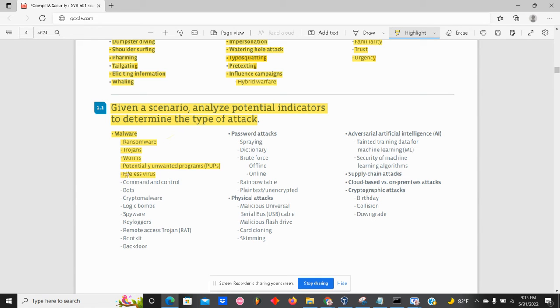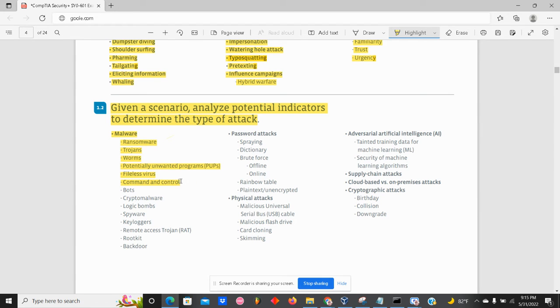Fileless virus. So when you open a link or something, or when you try to click download, it doesn't download. Instead, the virus will get loaded straight into your memory instead of you physically downloading it. So it will not appear in your folders.